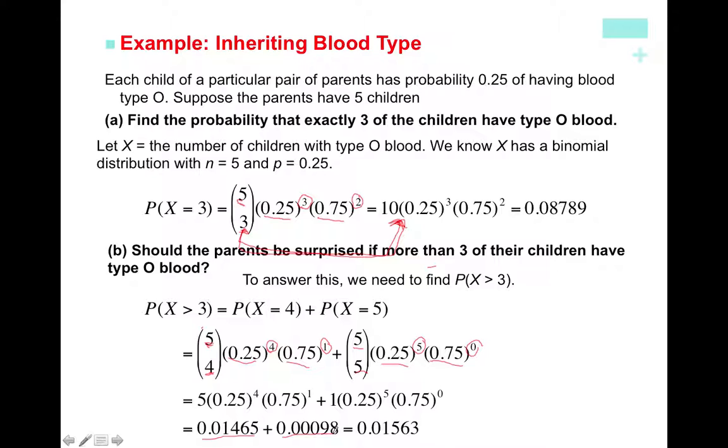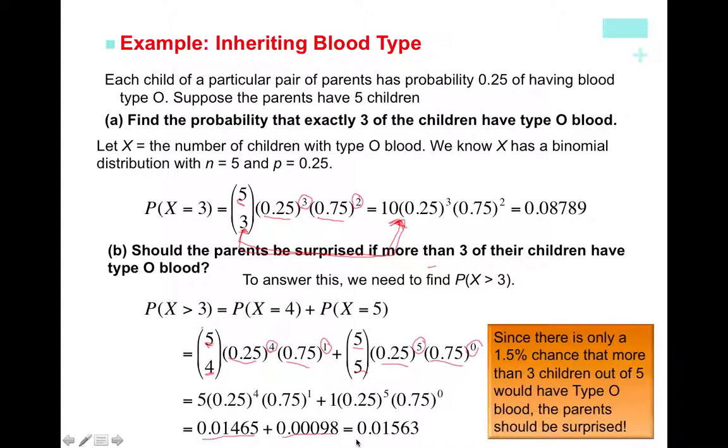very, very small. So the probability that all 5 would be a success, or exactly 4 would be a success, would be 0.01563. In other words, since there's only a 1.5% chance that more than 3 children would have type O blood, that would tell you that the parents would be very surprised if more than 3 children had type O blood. It's a very small probability that that's actually going to happen.